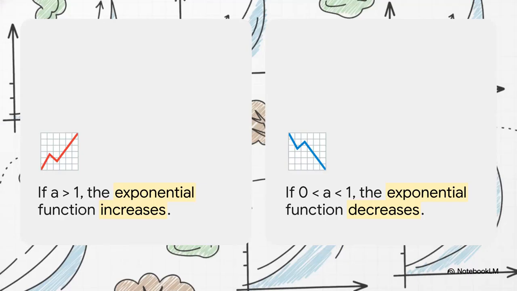So, we have the algebraic rules down, but what do these actually look like? Look at these shapes. If the base a is greater than 1, the function explodes upward. This is exponential growth. It perfectly models things like unchecked population surges. But on the flip side, if a is between 0 and 1, it represents exponential decay. The curve starts high and decreases downward rapidly, which is exactly how radioactive isotopes break down.